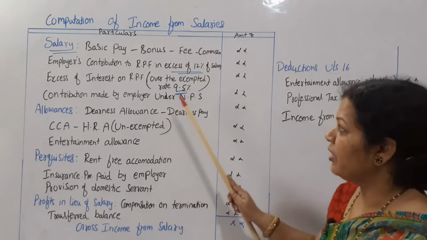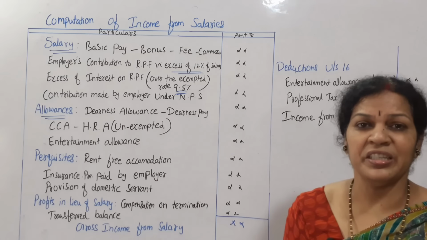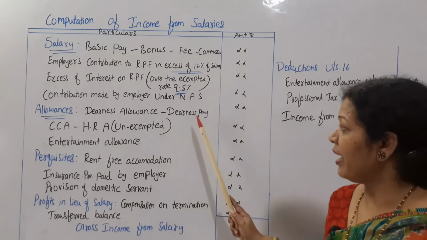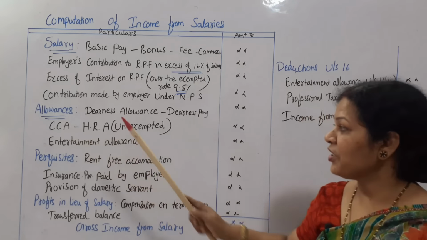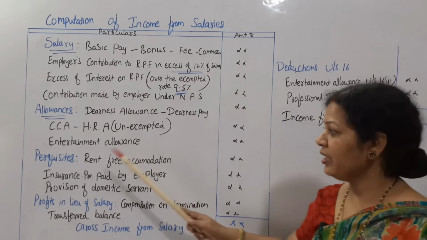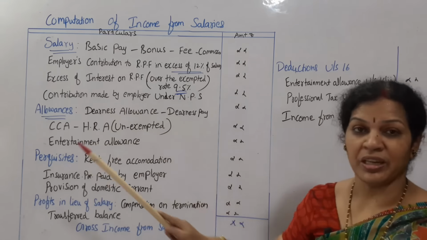Then after that, allowances. That is the second point. What is allowance? What we have to consider as allowance, which comes under income from salaries. Allowance means generally dearness allowance, DA we call it. Dearness allowance and dearness pay, and also CCA and HRA. HRA, if it is unexempted, generally HRA will be exempted. If it is not exempted, that only we are going to consider here. And entertainment allowance. So these are the things which come under allowance.